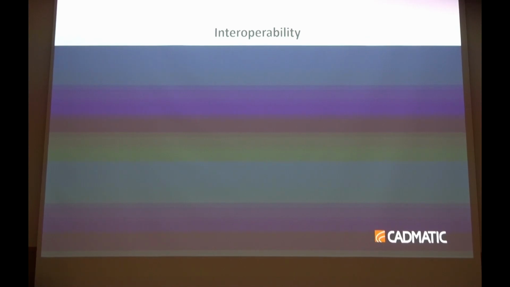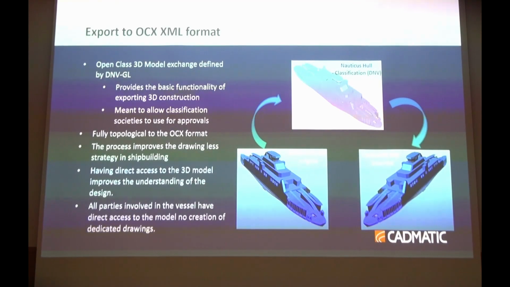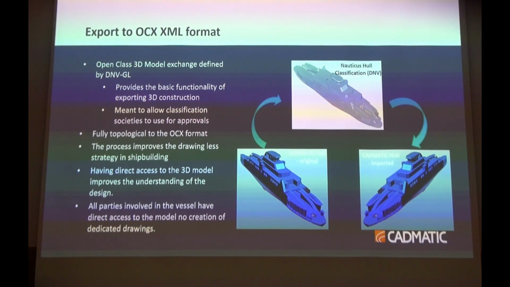Interoperability. The export to the OCX XML format, Open Class 3D Model Exchange defined by DNV Germanischer Lloyd, provides the basic functionality of exporting 3D constructions and is meant to allow classification societies to use it for approvals. A fully topological export to the OCX format.